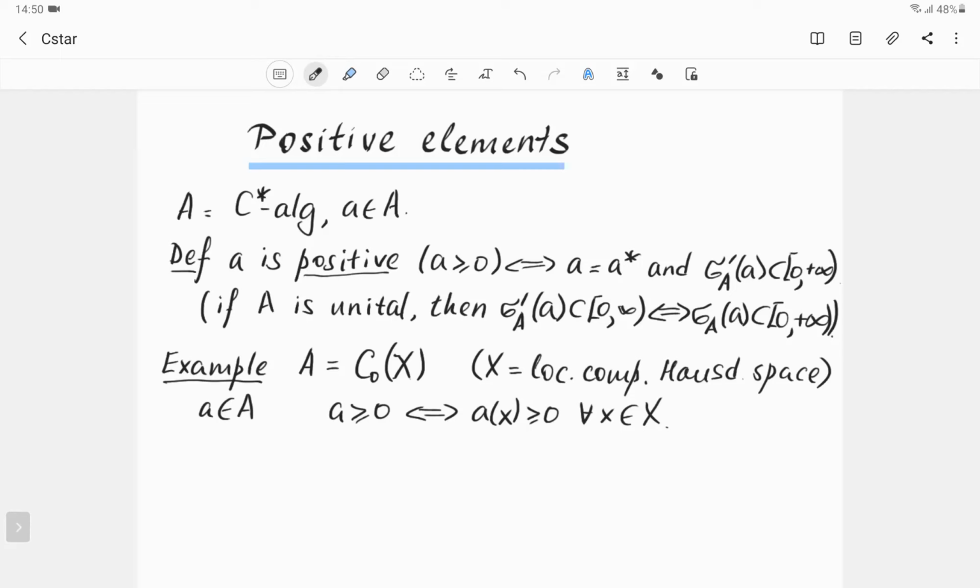So morally, self-adjoint elements of a C-star algebra should be considered as non-commutative analogs of real functions. And positive elements of a C-star algebra should be considered as non-commutative analogs of non-negative functions. So this is the idea. It will be convenient to introduce a special notation for the set of all positive elements. So the set of all positive elements of A will be denoted like this.